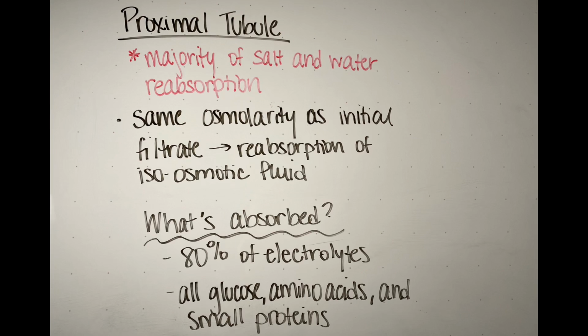So the proximal tubule is the site where the majority of water and salt reabsorption occurs. However, the filtrate that leaves the proximal tubule has the same osmolarity as the fluid that entered the proximal tubule. In the proximal tubule, about 80% of electrolytes are reabsorbed, and all glucose, amino acids, and small proteins are absorbed here.